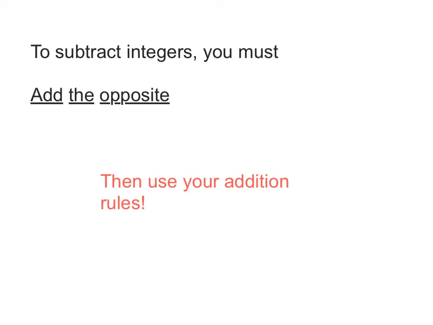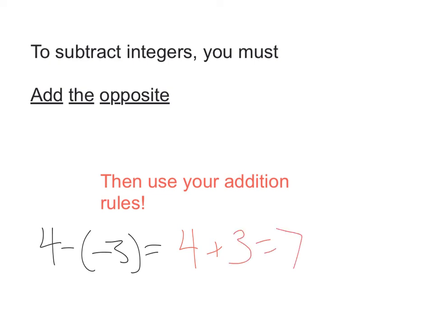So our first example was 4 minus negative 3. What we're saying here is we're going to change this to being 4 plus. We're going to change it to adding the opposite. So we change this subtraction to positive, and then this minus 3 that we are subtracting, what we end up adding is we end up adding 3, which is 7.